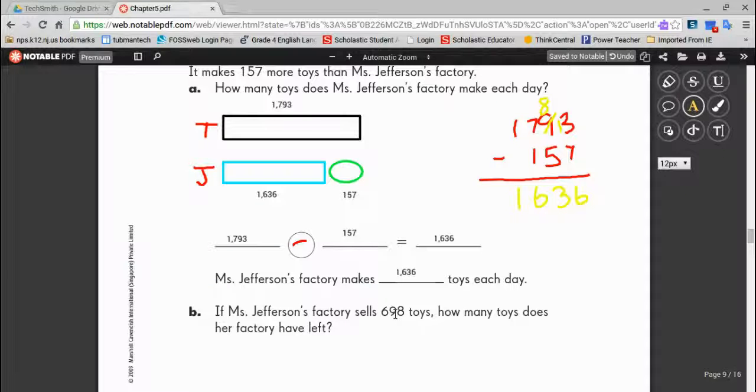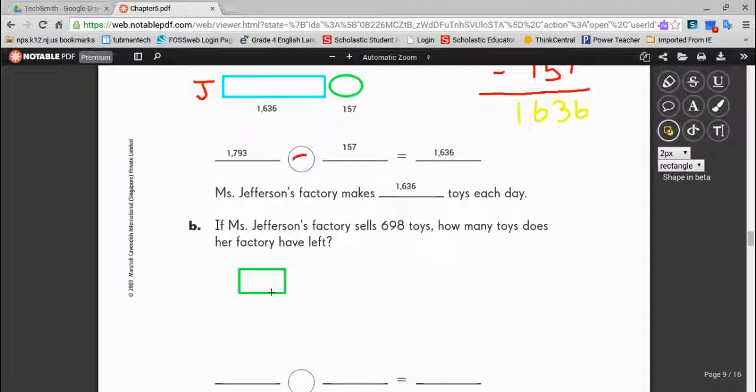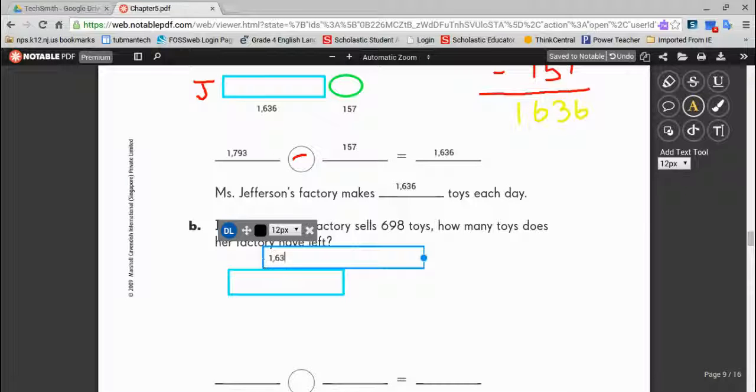If Mrs. Jefferson's factory sells 698 toys, how many toys does her factory have left? So we need to know Mrs. Jefferson's factory, which we do know right up here, that she makes 1,636. So I'm going to redraw that bar model right over here. Let's use the same color. Okay. And I'm going to label that again, 1,636.